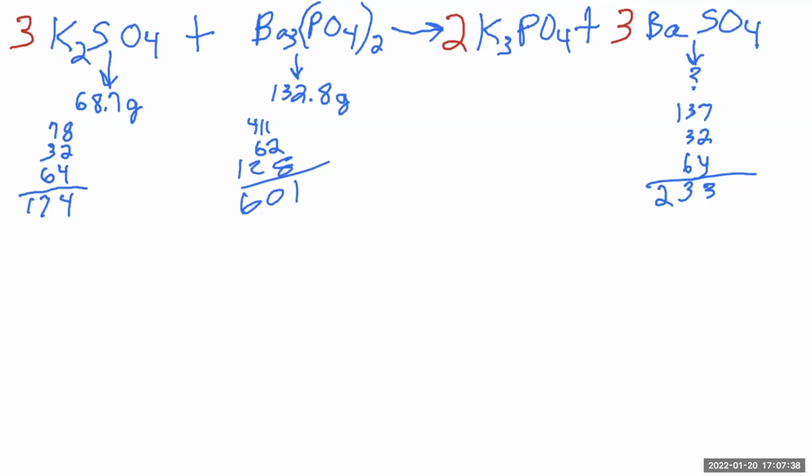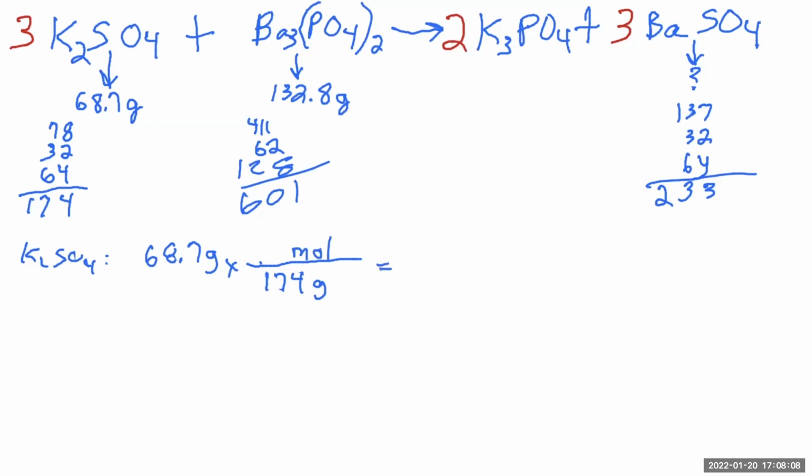So you've got to convert everything into moles because one of those is going to run out first. So convert into moles and we determine which one's going to run out first. That's what we're going to use for our calculations. So for potassium sulfate, we have 68.7 grams. And how many grams per mole? We've got 174 grams per mole.